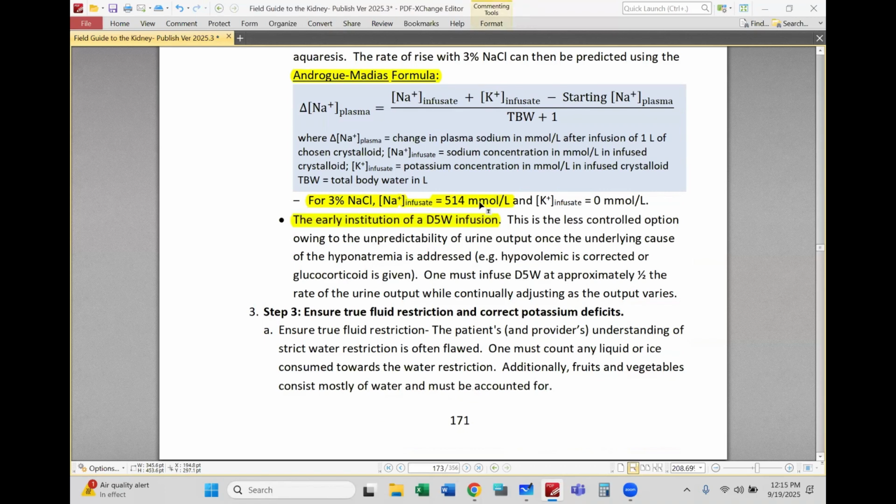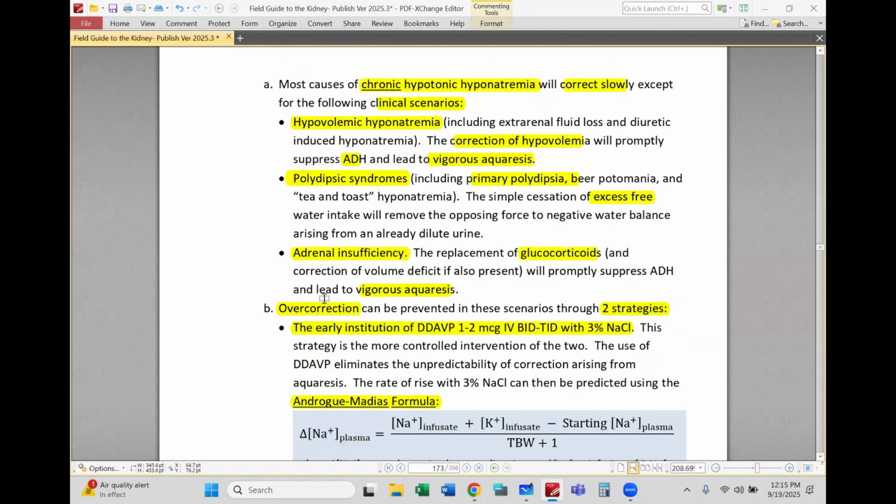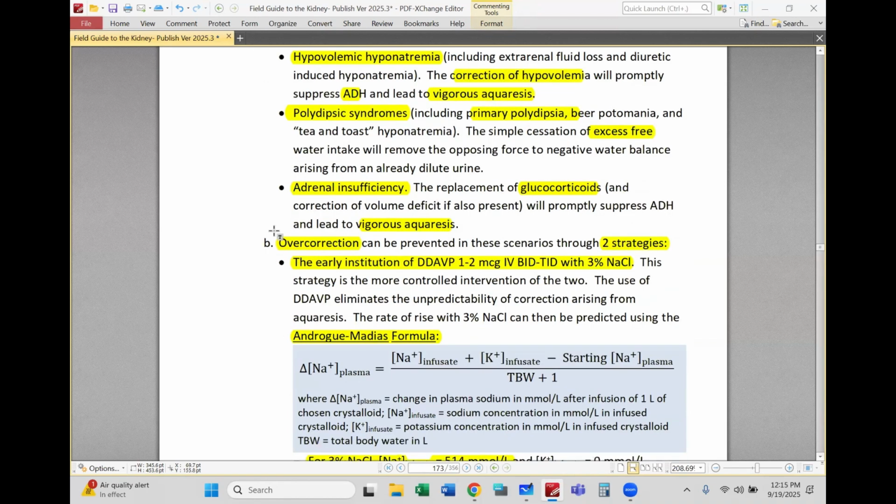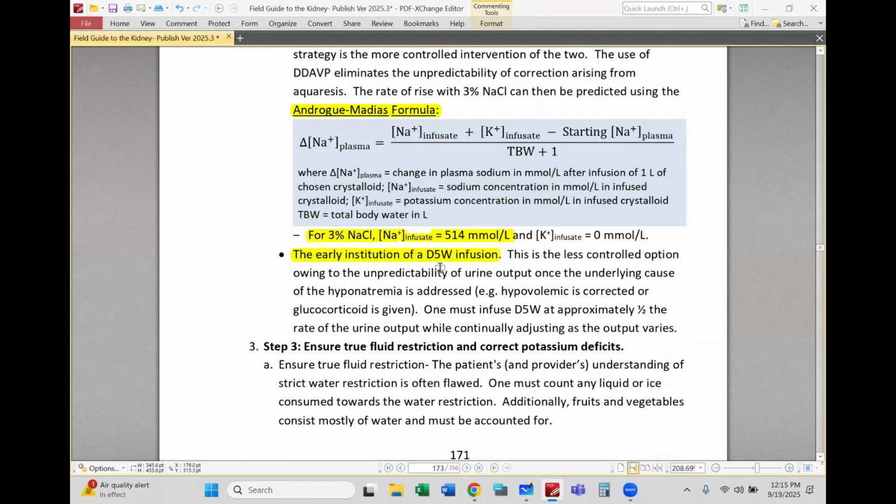The other solution is to try and track how much free water they're excreting in this very dynamic situation and try and replace some component of that free water in the form of oral or IV free water administration. That is certainly less controlled, right? Because you have no certainty over how much free water they're going to excrete. So it's a dynamic situation.